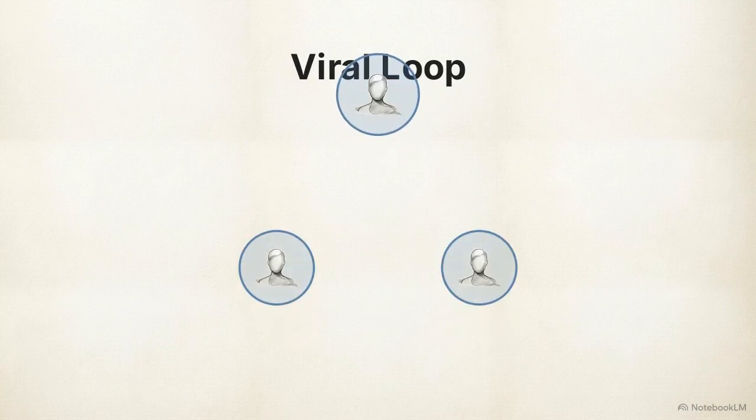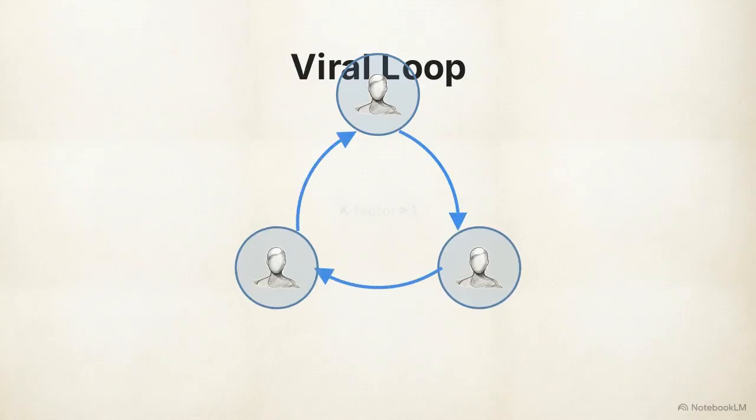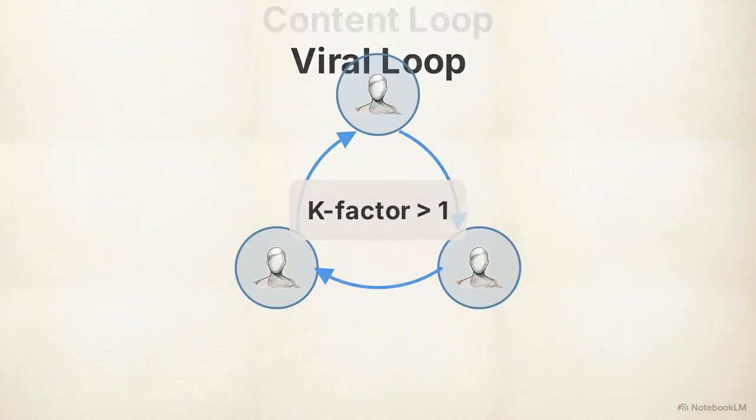An existing user shares a folder. To access it, the colleague must create an account, becoming a new active user. To survive, the viral coefficient, or K-factor, must exceed 1.